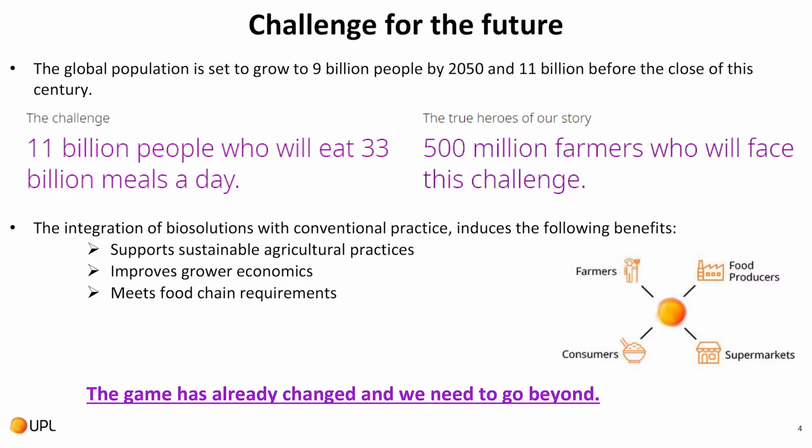So this is quite a challenge, and there are a lot of different answers, ideas and solutions being generated on how we face it. One of these possible solutions is the integration of biosolutions with conventional practice. This may have some benefits, including supporting sustainable agricultural practices, improving grower economics, and meeting food chain requirements. Whatever the best solutions are in the future, the game has already changed, and we need to go beyond. We need to think about new solutions and broaden our horizons on how to face the challenges on our way.